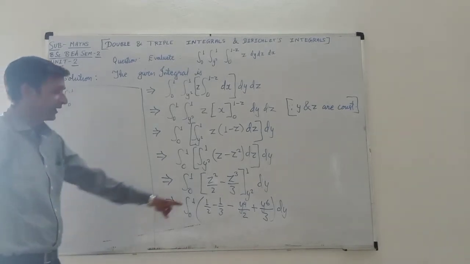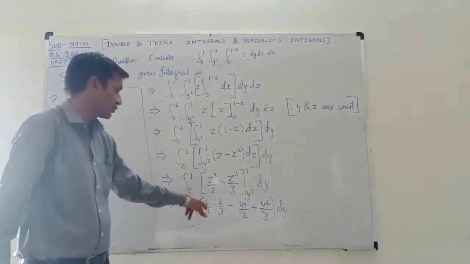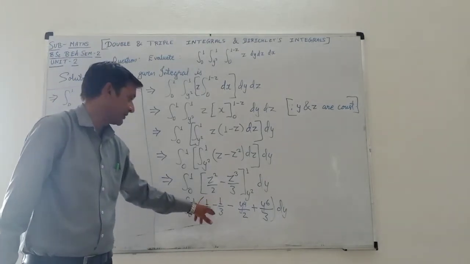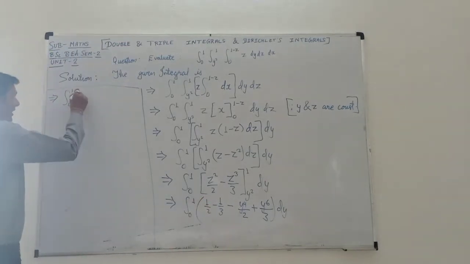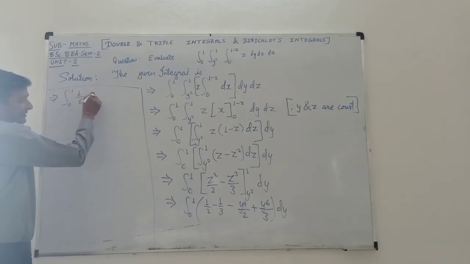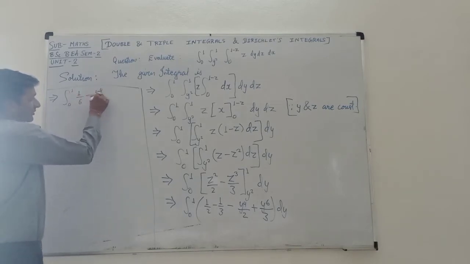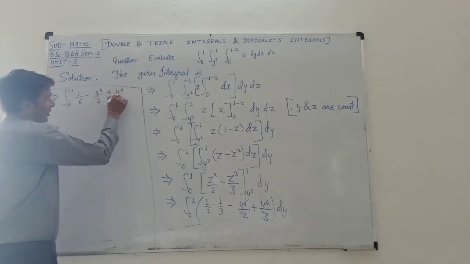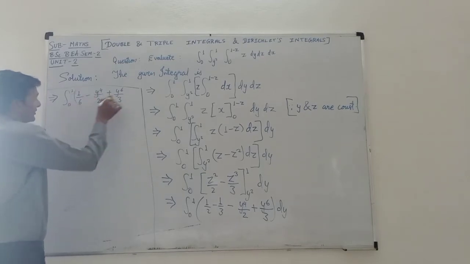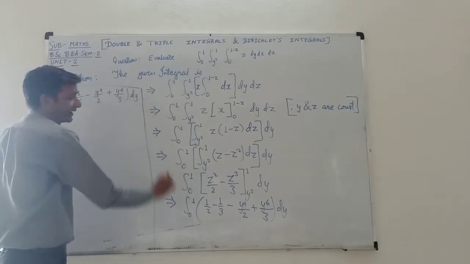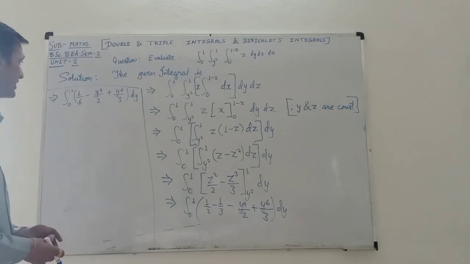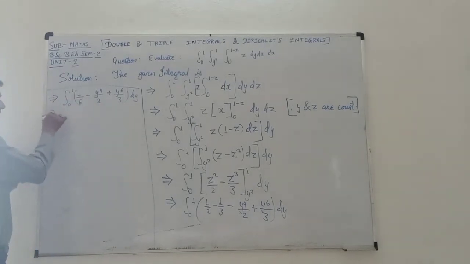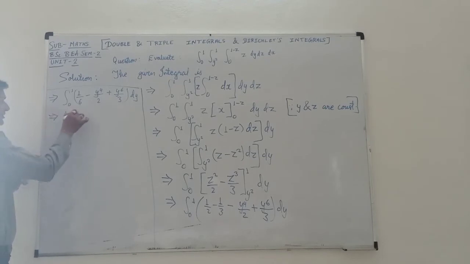As we know, 1 by 2 minus 1 by 3 means 3 minus 2 upon 6, on taking LCM 6. So it will be 3 minus 2 upon 6, that is 1 upon 6. Then 1 upon 6 minus y raised to the power 4 upon 2 plus y raised to the power 6 upon 3, and with respect to y we have to integrate. So when we are integrating it with respect to y, then it will become 1 by 6 y.